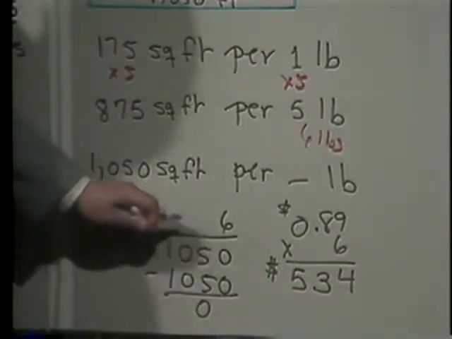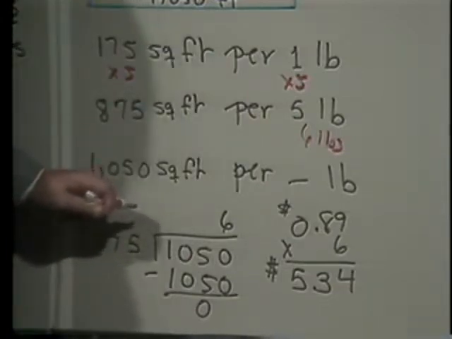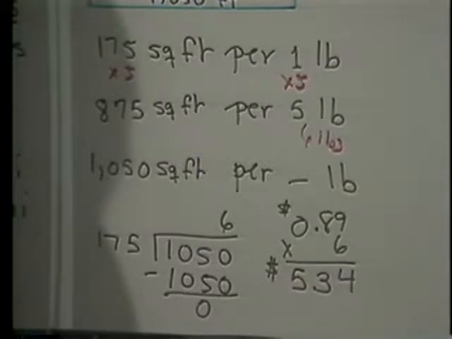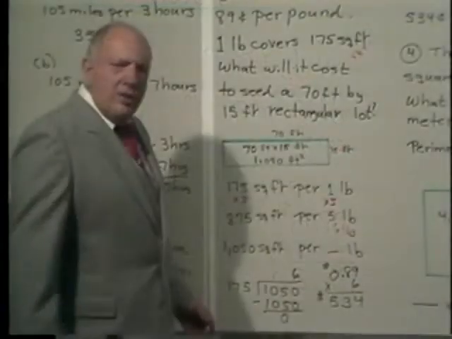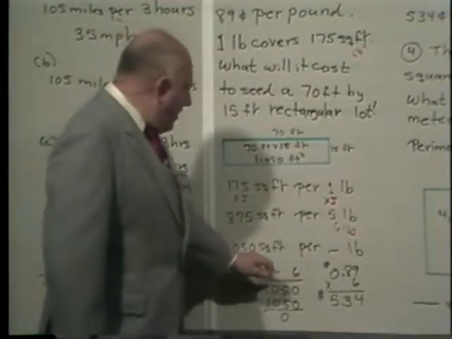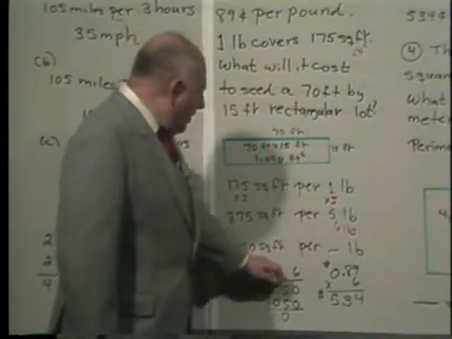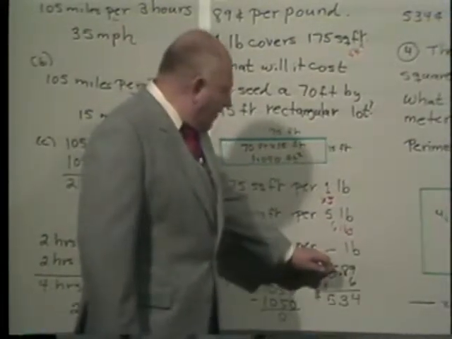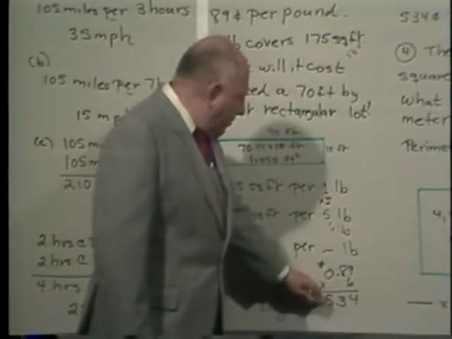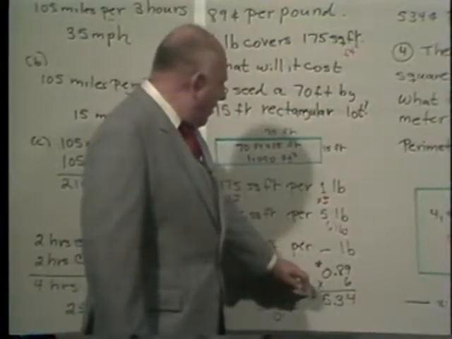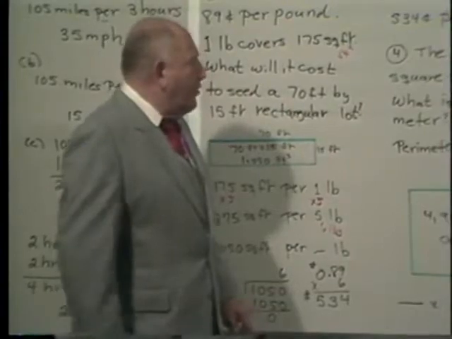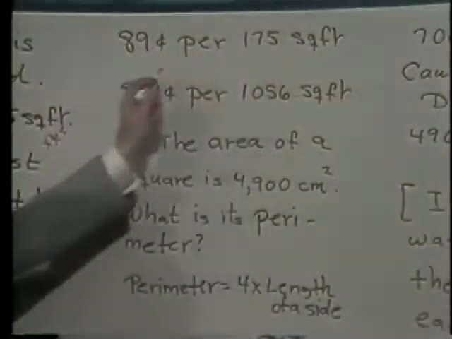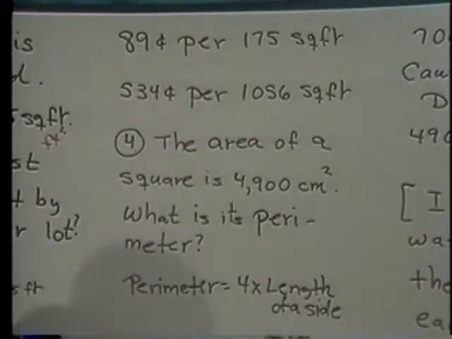What I want you to see is how common sense and rigor and formulas go side by side. You don't say which is better. You just utilize the best of all three. At any rate, this tells you what? That it's going to take 6 pounds. Each pound costs 89 cents, so you're going to have to pay 89 cents 6 times, and the answer is $5.34.